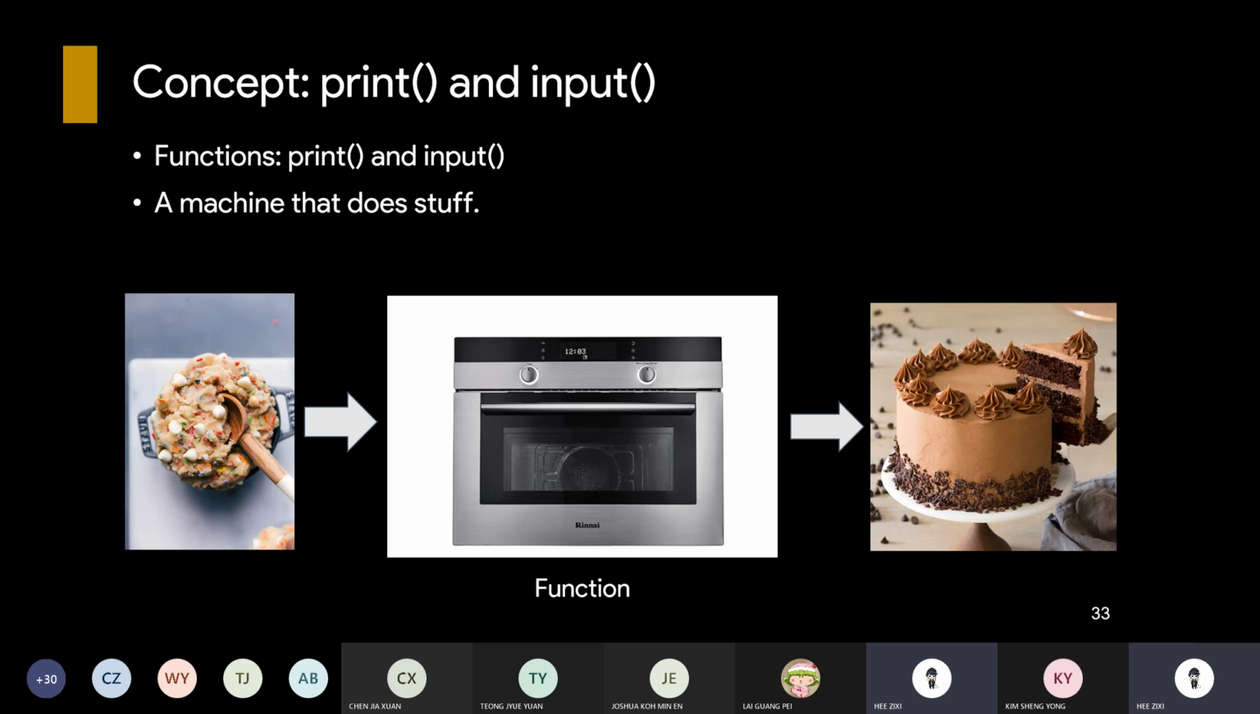Okay, I'm just joking. So print and input are functions. You can think of functions as something provided by the language, like a machine. A machine can do things, for example an oven here. You can give it cake mix, which is this, and it will give you back cake. You can give it things, and it will do things for you, and perhaps even give you something back.